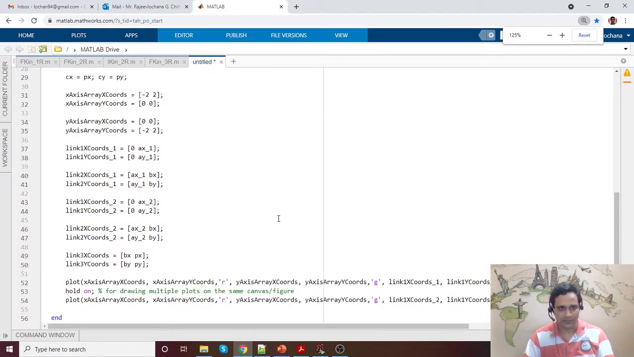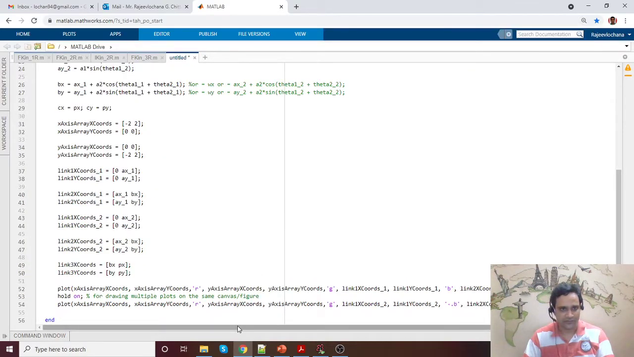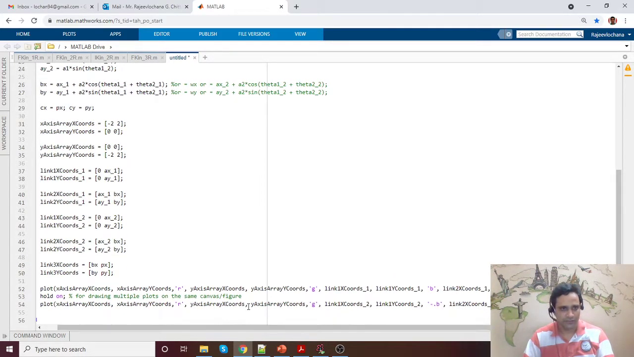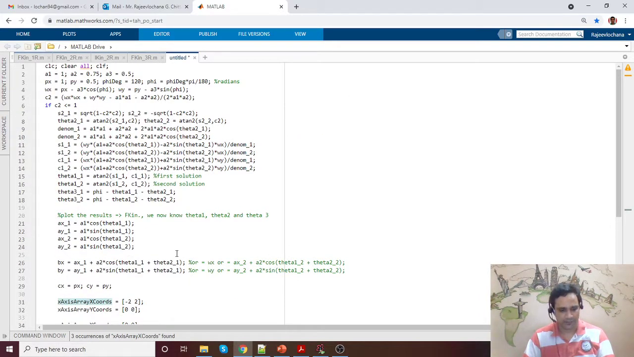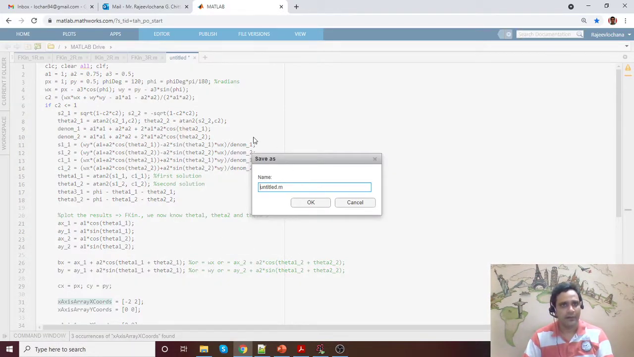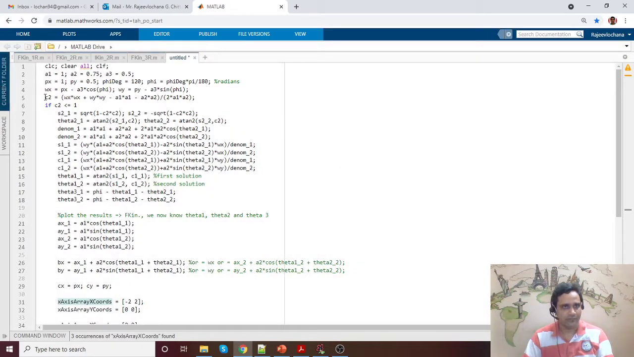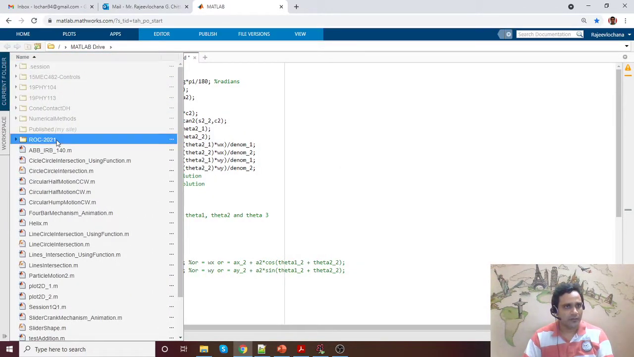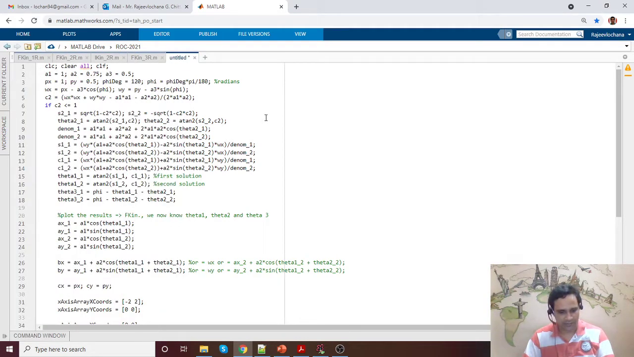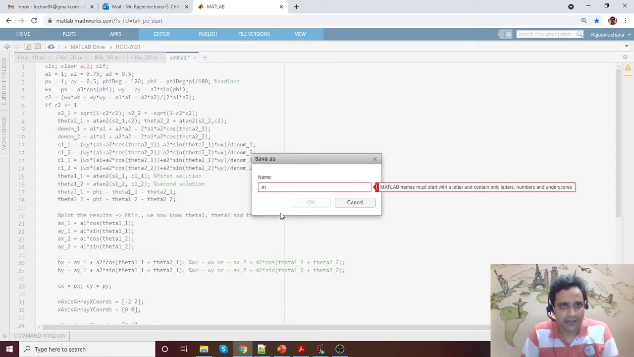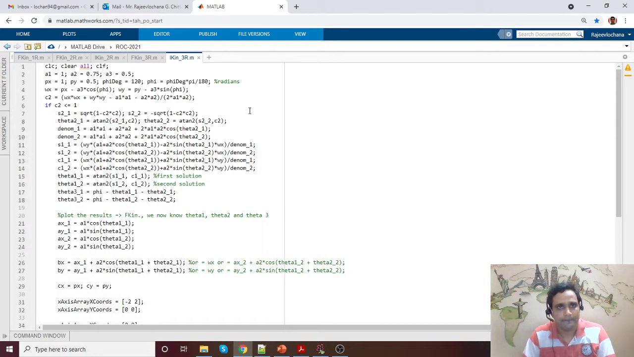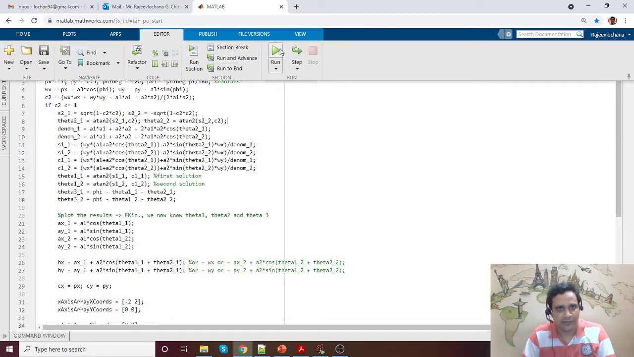Okay, in case if it is not easy to locate, let me just zoom out a bit. So this is what it is like, the first solution is drawn and then the second solution. Okay, let me just save this file in the same folder, ROC, and within that let us save it as Ikin 3R. Click on OK, and let's click on run.